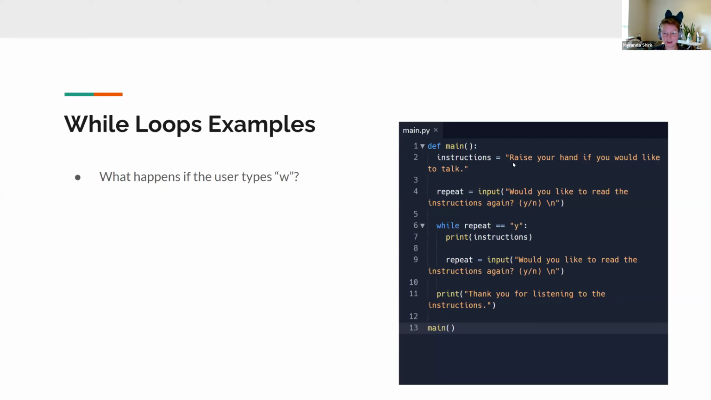So what happens? Instructions equals raise your hand if you would like to talk. Repeat equals input. Would you like to read the instructions again? So all this is going to do is take in some input. There's no restriction on that input. It's just going to accept input. So repeat will be assigned to whatever the user inputs. Repeat could be cat. Repeat could be seven. All we're checking for here is if it equals y.